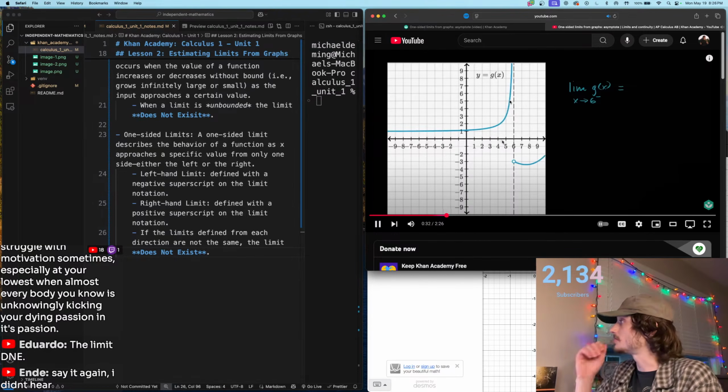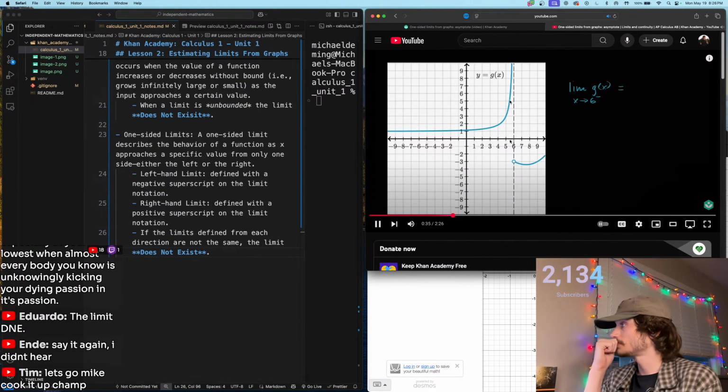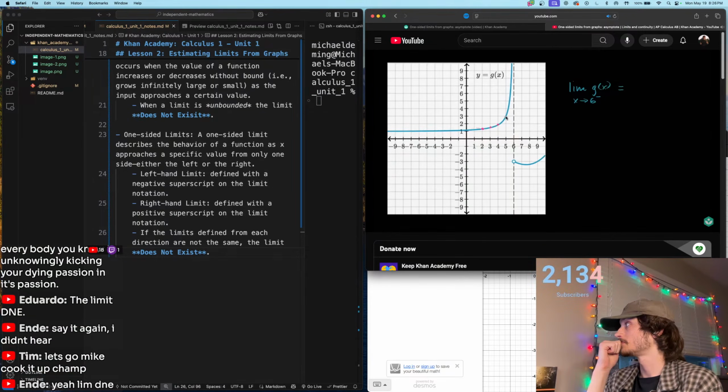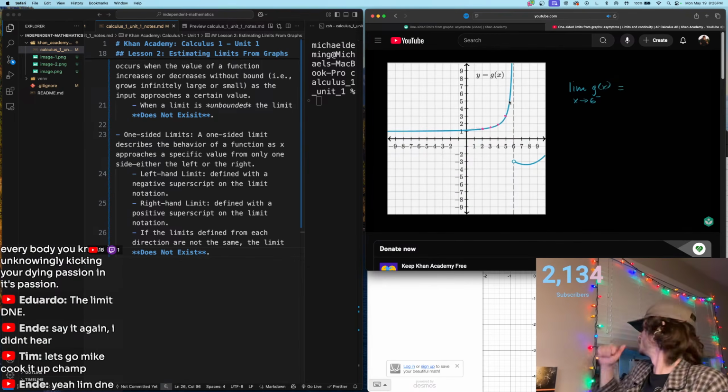Let's just take different x values that approach 6 from the left and look at what the values of the function are. So g of 2 looks like it's a little bit more than 1. G of 3, it's a little bit more than that. G of 4 looks like it's a little under 2. G of 5, it looks like it's around 3. G of 5.5 looks like it's around 5. G of, let's say, 5.75, it looks like it's like 9. And so as x gets closer and closer to 6 from the left, the value of our function just becomes unbounded. It's just getting infinitely large.